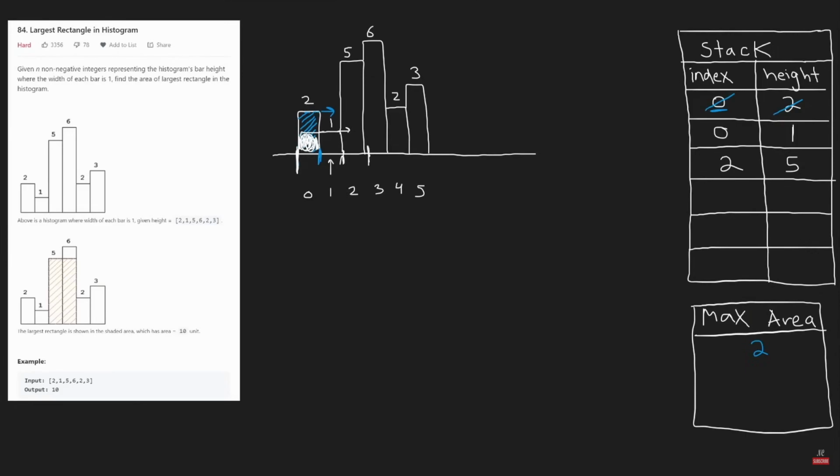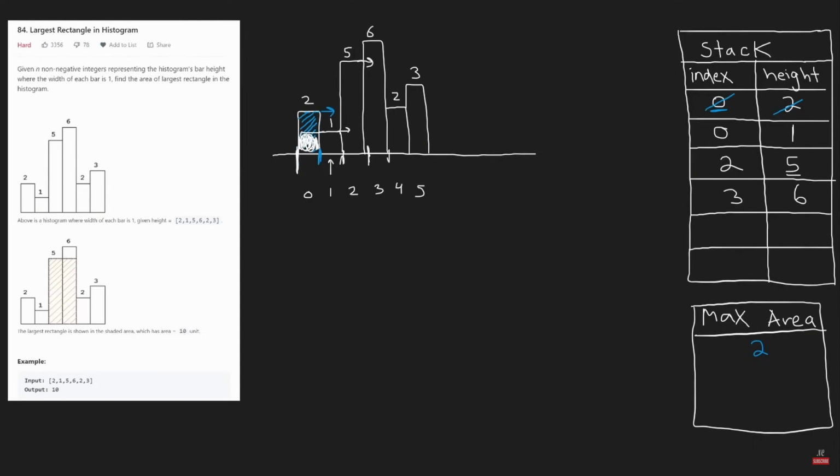Next, we get to index 3, right? There's a height of 6. Again, this 6 is greater than the value at the top of our stack, which is 5. So the heights are in increasing order so far, which is good. That means we don't have to pop anything. And the index we reached the 6 was at 3. That means this 5 can continue to be extended. That's why we don't have to pop the 5.